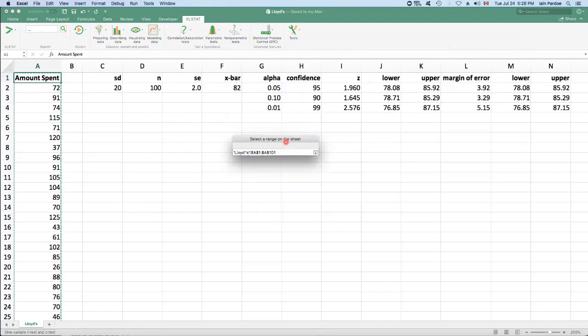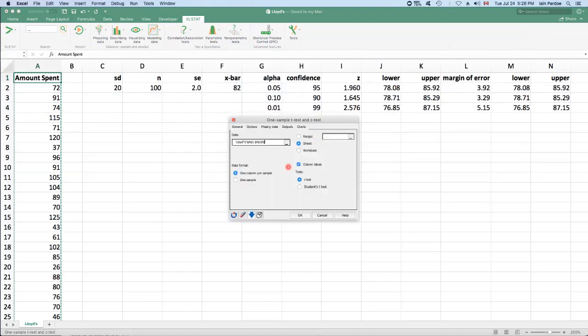So we select our data, the numbers for amount spent. We'll put the results in a new sheet. We have a column label at the top of our data selection. We're going to do a z-test, not a t-test. We'll do a t-test shortly, but not in this video. So we'll do a z-test.